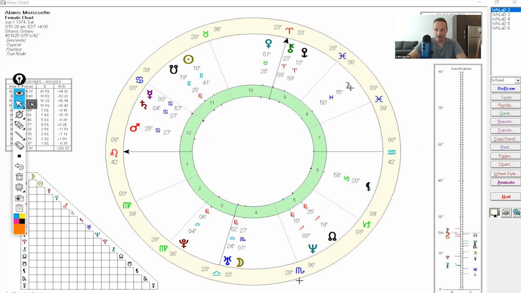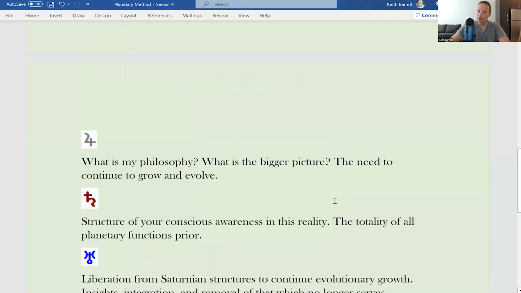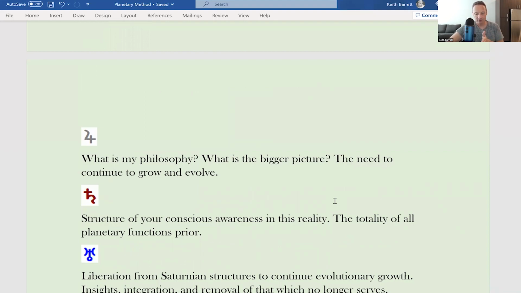And so what's the next layer here in the planetary method? We go to Jupiter. So, what is my philosophy, right? If you think of all of these archetypes we've just gone through, the sun, the moon, Mercury, Venus, Mars, now we're building a philosophy. So, what is my philosophy? What's the bigger picture? And there's always a need to continue to grow and evolve. So, what energies am I working through in this lifetime?